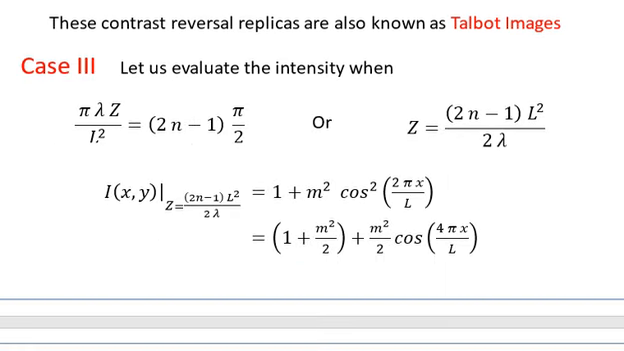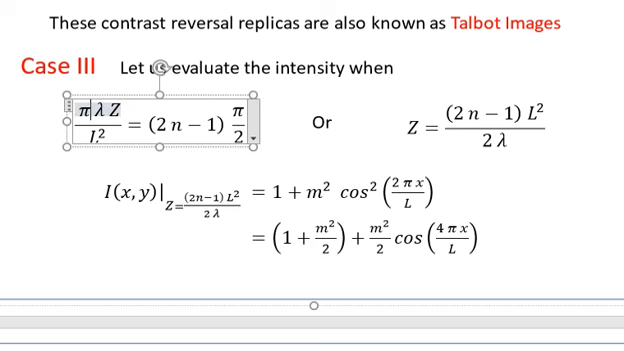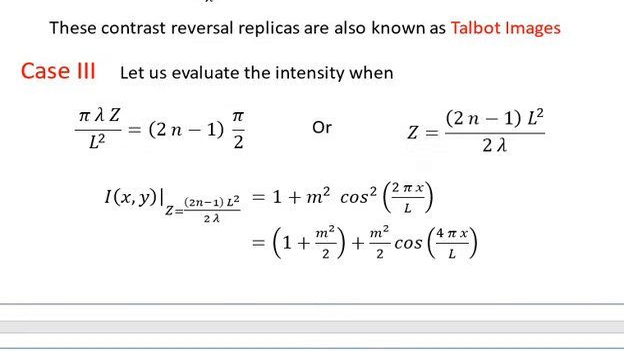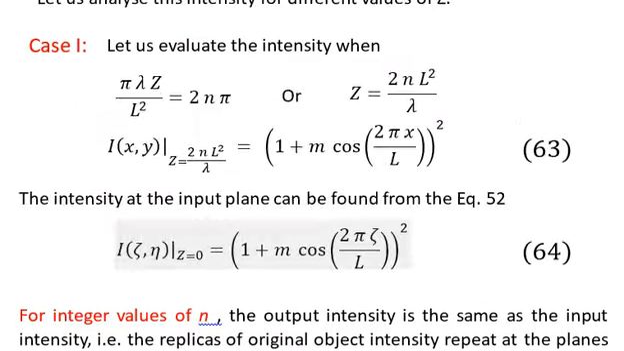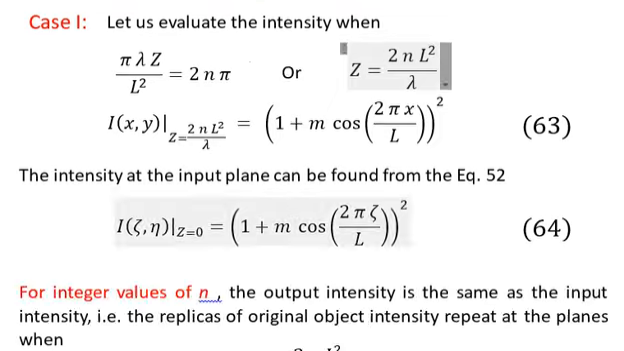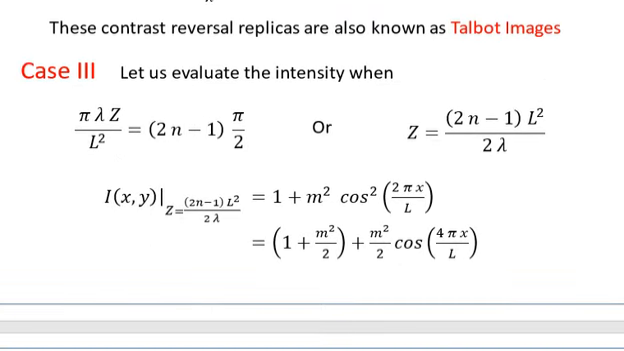Now let's describe case number 3, where we are using the same parameter. Here we are setting this parameter equal to 2n minus 1 multiplied by pi by 2, or we are getting z equal to 2n minus 1 multiplied by L square over 2 lambda. So now if you plug in this value in equation number 61, in equation number 62, after simplification you will get this result.